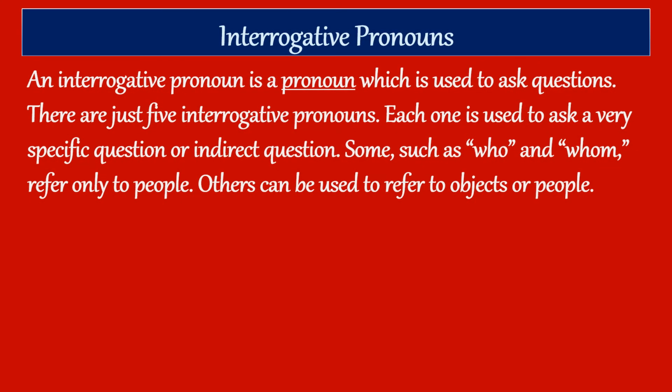The next type is interrogative pronouns. An interrogative pronoun is a pronoun which is used to ask questions. There are just 5 interrogative pronouns. Each one is used to ask a very specific question or indirect question. Some, such as who and whom, refer only to people. Others can be used to refer to objects or people. Once you are familiar with the interrogative pronouns, you will find that it's very easy to use them in a variety of situations.